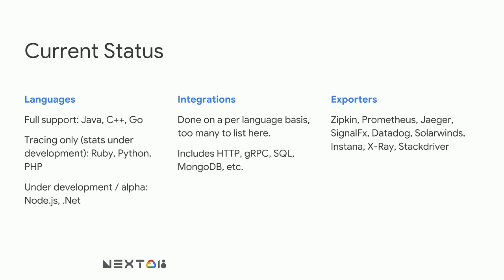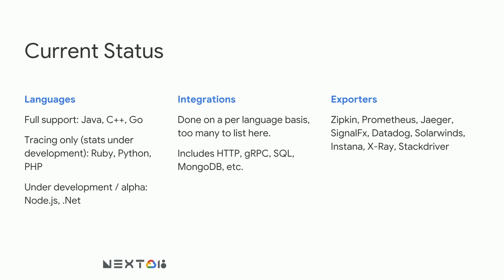We have a huge number of integrations, far too many for me to list, and certainly far too many for me to have thrown into this presentation at the last minute. But in general, we support HTTP, gRPC, SQL, SQL clients, MongoDB, most things that you would expect to be there. If you're using OpenCensus and something isn't there that you expect, you can reach out to us, or certainly we would love it if you made a pull request.